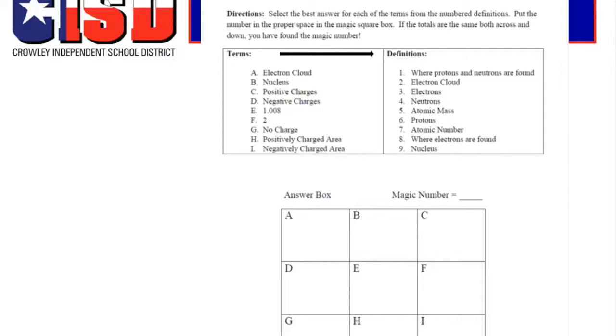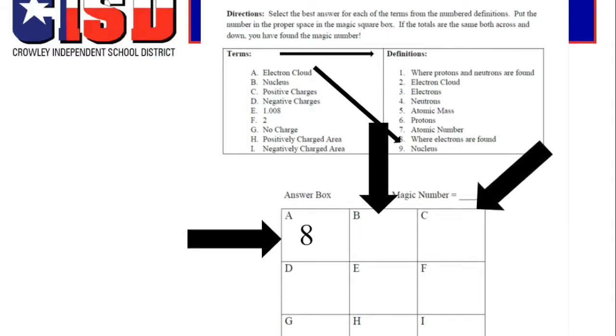The students then enter the number for the definition in the appropriate term square on the grid. For example, term A, electron cloud, matches definition 8, where the electrons are found. So the students will place an 8 in the A box. Once the box is completely filled in, students will add across, down, and diagonally. All the sums should equal the same number. Students will know if any of their answers have been incorrectly placed if the sums do not equal each other. Teachers can use any number of squares for the puzzle.